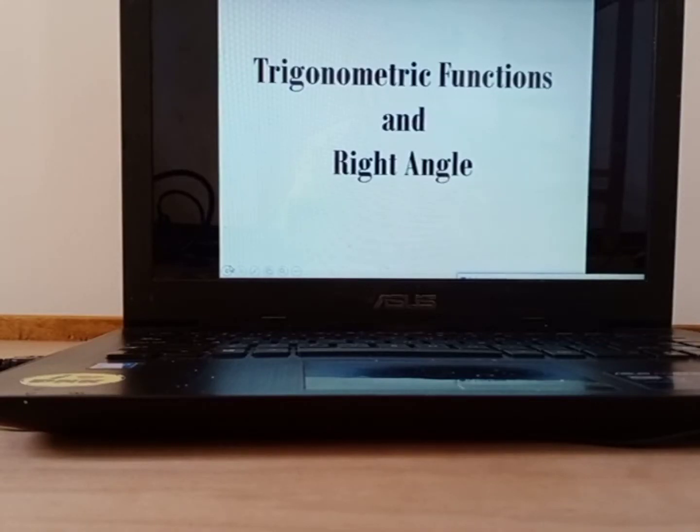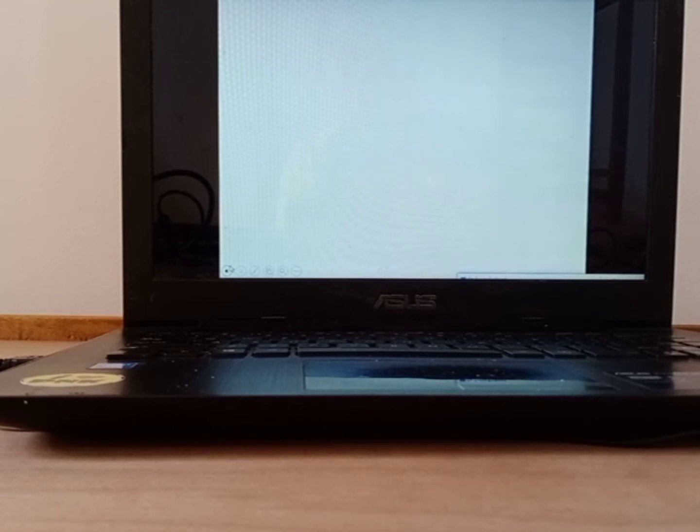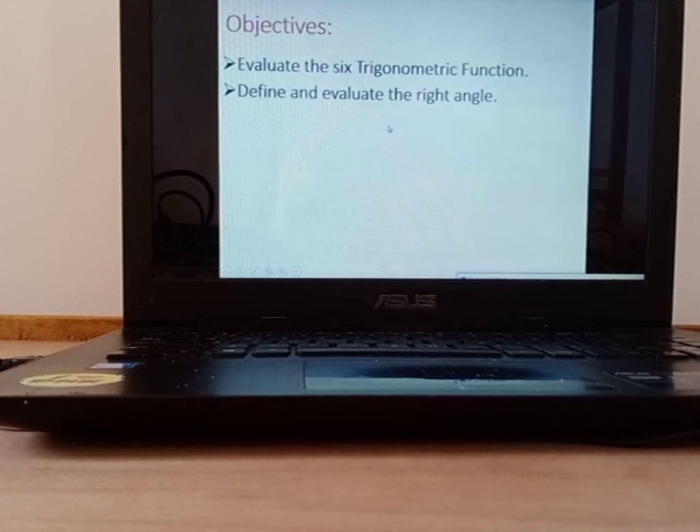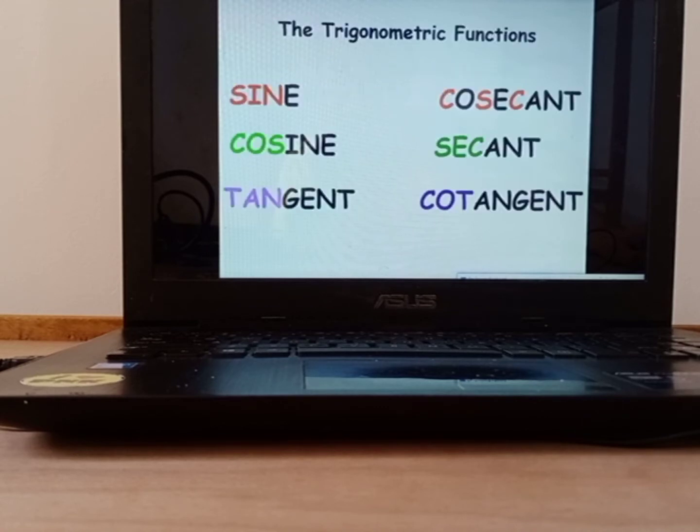Good day everyone. This morning we will discuss trigonometric functions and the right triangle. For our objectives, we have to evaluate the six trigonometric functions, and define and evaluate the right triangle.